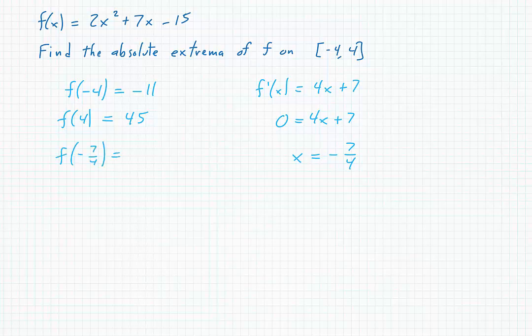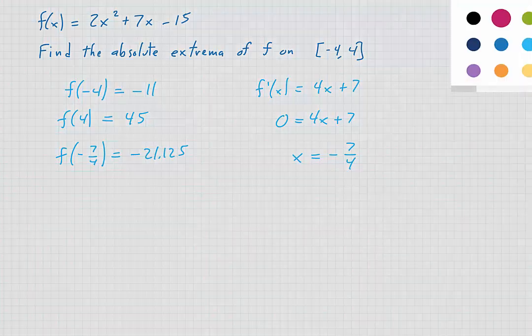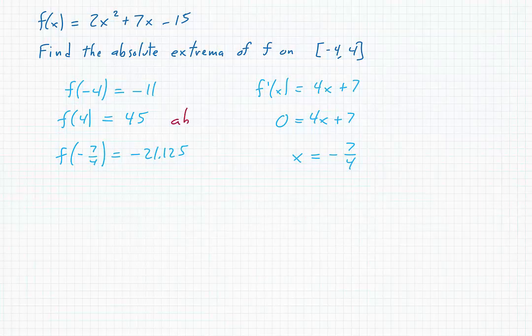That is, we need to evaluate the function when x is negative 7/4. So we'll take 2, we'll multiply that by negative 7/4 in parentheses and then squared, plus 7, I'll put the negative 7/4 in parentheses again, minus 15, and I get negative 21.125. That's definitely more negative than the negative 11. So I'm going to end up having an absolute maximum at the point 4 and 45, and I'm going to have an absolute minimum at the point negative 7/4 and negative 21.125.